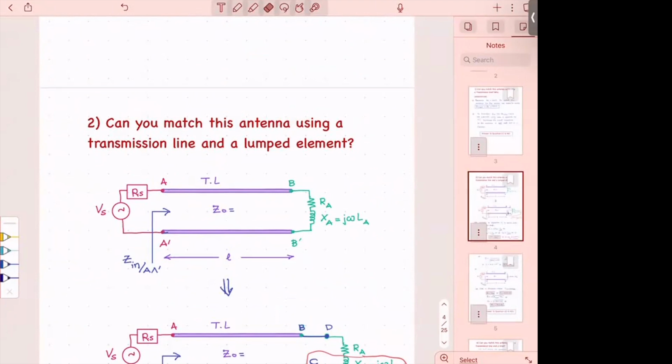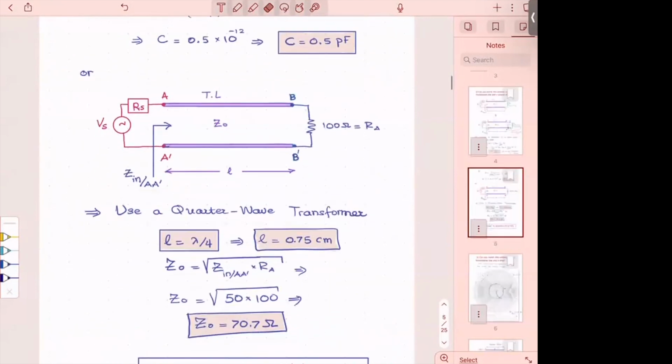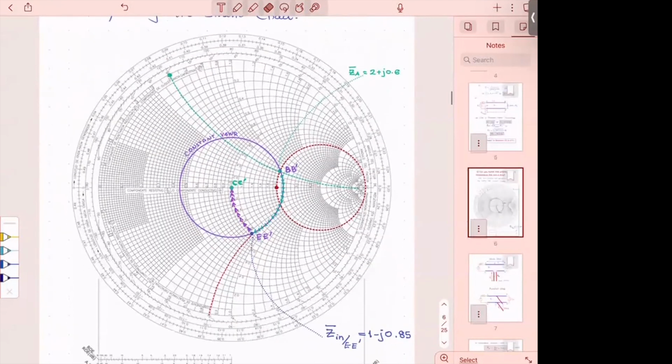So here, from the matching condition at AA prime, your input impedance becomes equal to R sub S. Remember that from the matching condition. We talked about this last time. And therefore, you need to think, how is that translating on the Smith chart? Where is my load and where do I want to go?